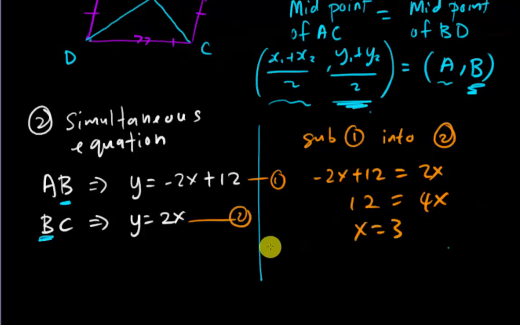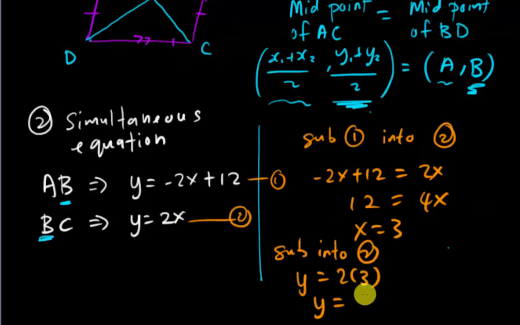Then I can substitute 3 into either one of the equations. Obviously substituting into the second one is easier. So I get y equals 2 times 3, so my y actually equals 6. Therefore, I can easily get my coordinate B equals 3 and 6.